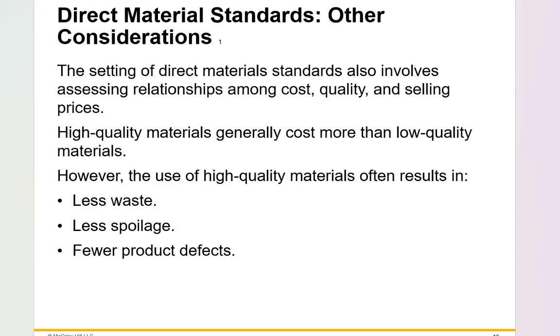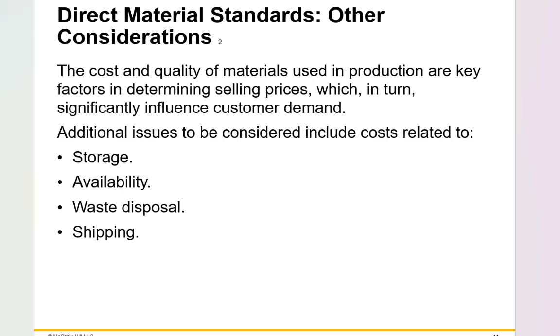Okay, so the setting of direct material standards also involves assessing relationships among cost, quality, and selling prices. High quality materials cost more, but there might be less waste, less spoilage, fewer product defects. So there's reasons to use high quality materials. It's not just all about cost, it's overall costs, right? But that should be built into our standards of what we want.